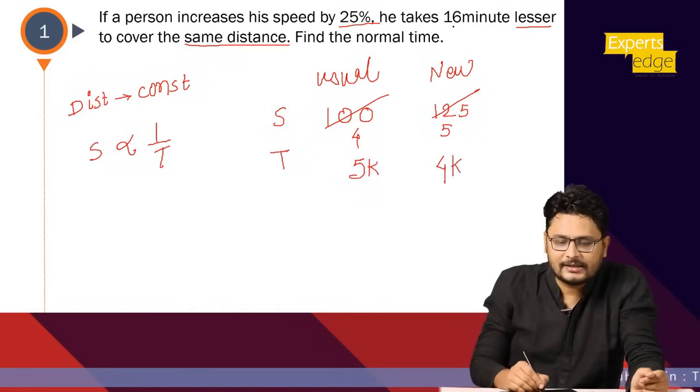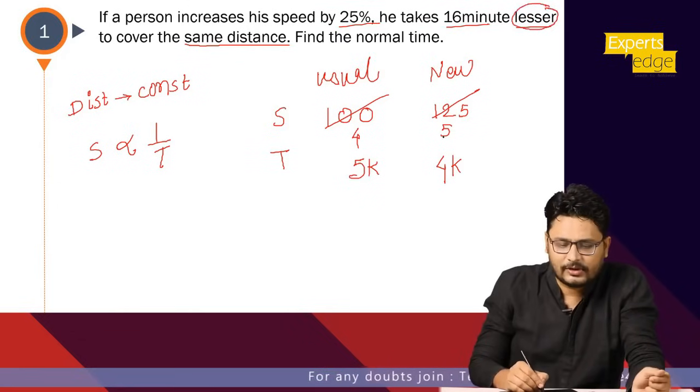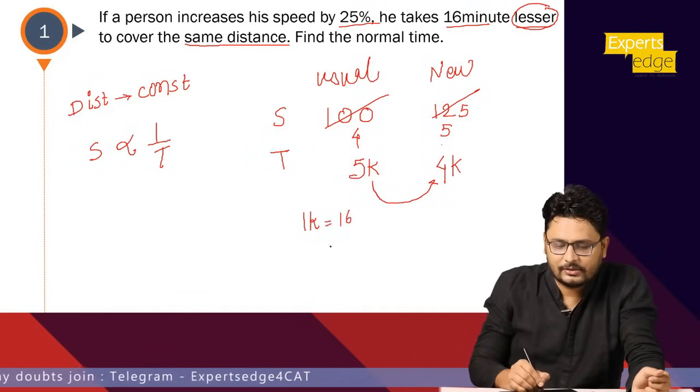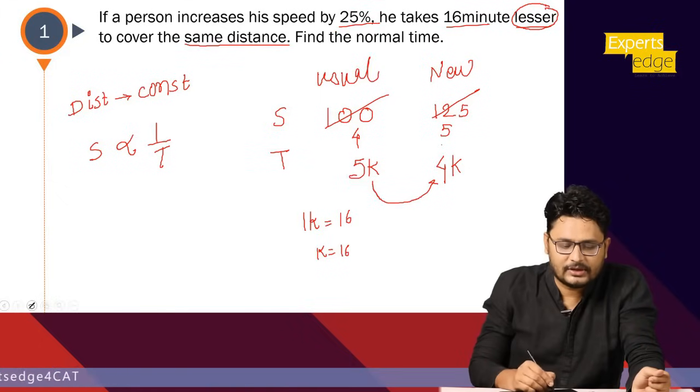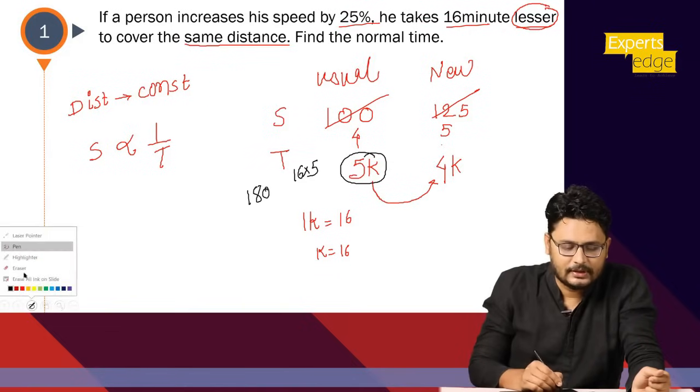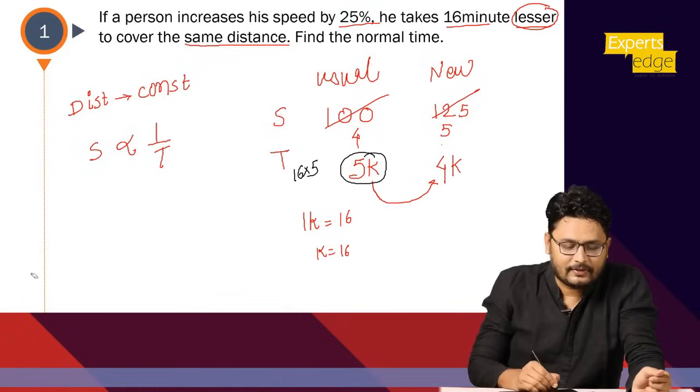Now what he has given: he takes 16 minutes lesser. Lesser is nothing but the difference of the time. What is the difference of time in our case? It is 5k minus 4k, so that is 1k. And 1k should be equal to 16, so k is equal to 16. What he is asking is the normal or usual time. So what will be the answer? It would be nothing but 5k, that is 5 into 16, 80 minutes is the answer of this particular question. I'm sorry, it has to be 80 minutes. 5 times 16 is 80, that is the normal time.